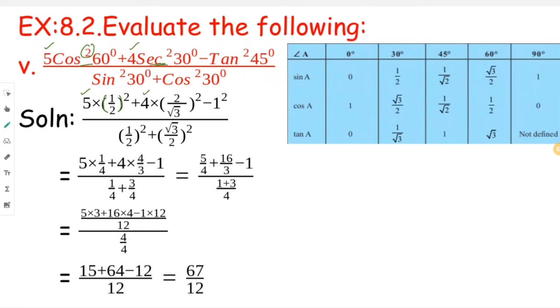So if I know cos of 30 degree, I just have to interchange. Then cos 30 is how much? Cos 30 is root 3 over 2. That means it will be now 2 over root 3. So you can see here, and then the whole square because of the square. Then tan square 45. Tan 45 is 1, so it will become 1 square.